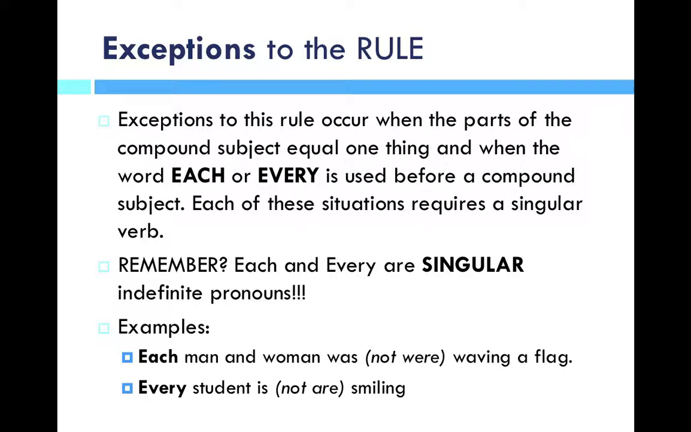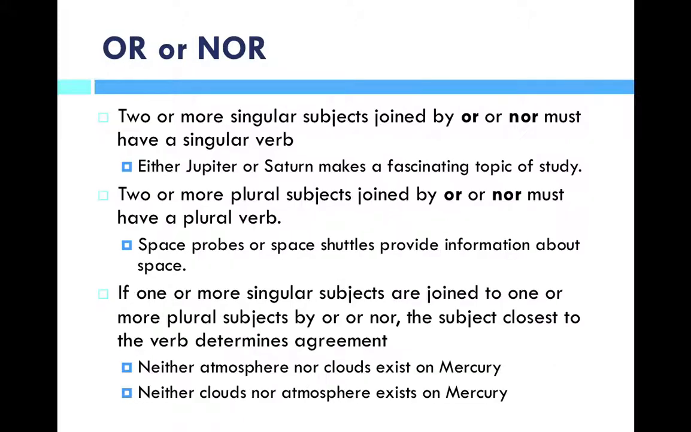So let's look at our first example. Each man and woman was waving a flag. Man and woman are two subjects combined with an and, which makes it a compound subject. However, it's not going to be a plural verb because each is used before this compound subject. Each man and woman. Therefore, we need to use the singular form of the verb, was.